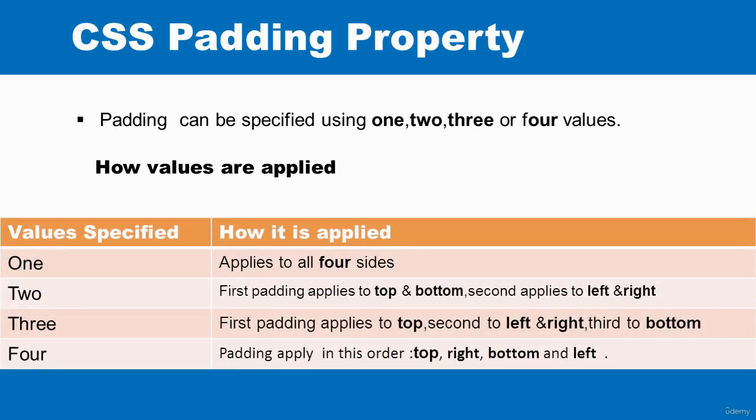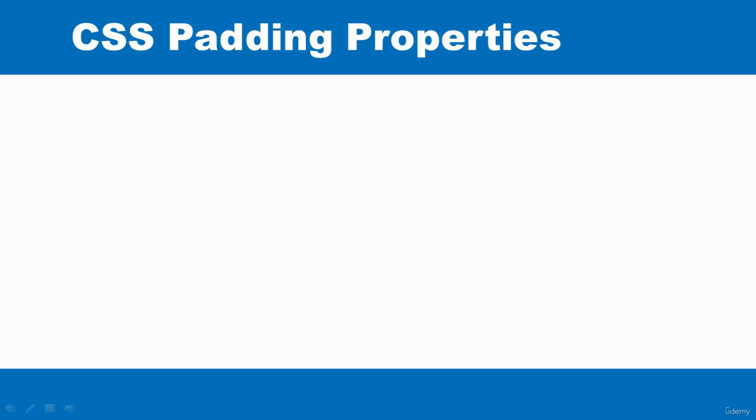If you've got just the 1 value specified, it applies to all 4 sides. If you've got 2, the first applies to the top and the bottom, and the second applies to the left and the right. If you've got 3 values, the first padding goes to the top, the second goes to the left and right, the third goes to the bottom. If you've got 4 values specified, the padding is applied in the order of top, right, bottom, and left, which is a clockwise direction.